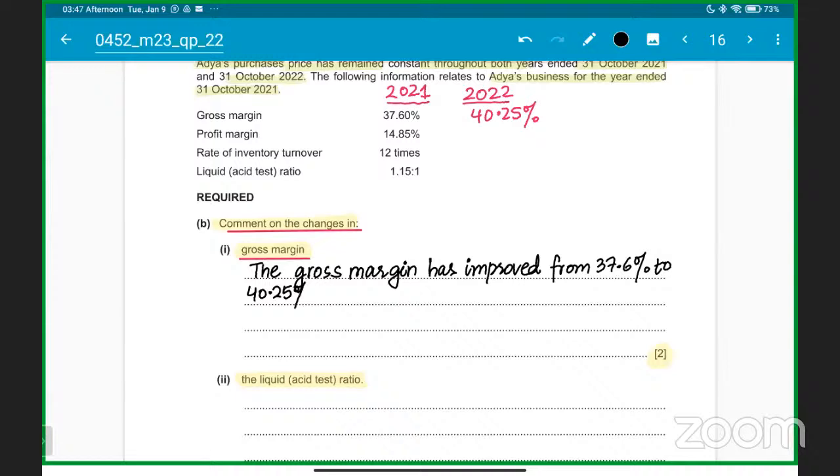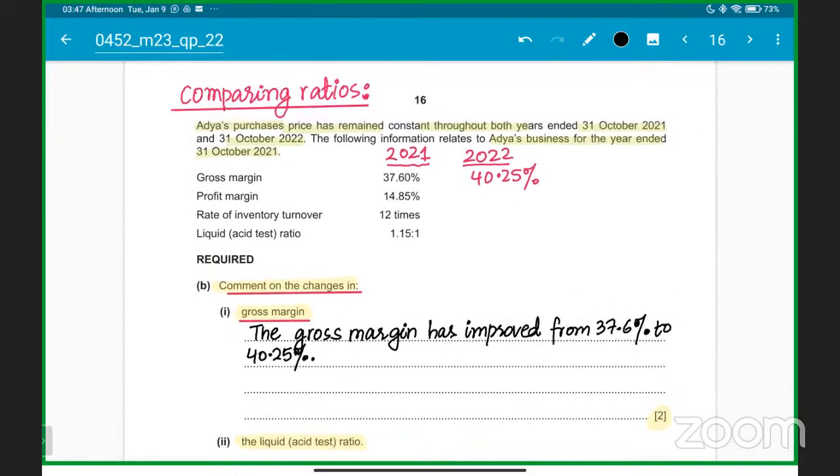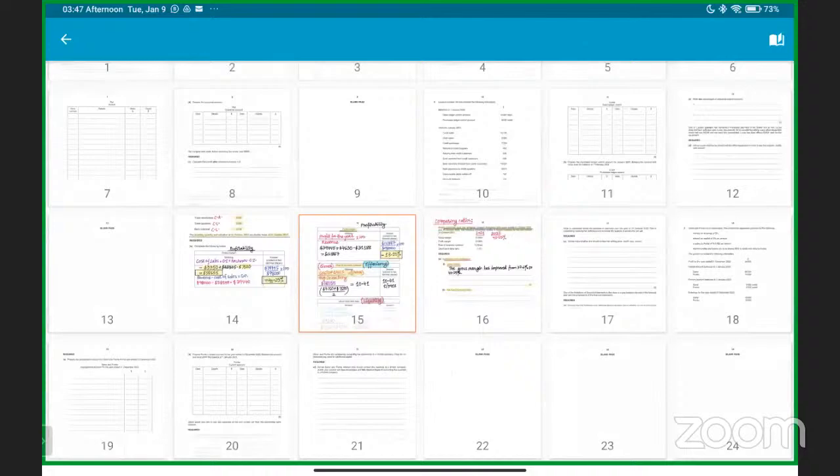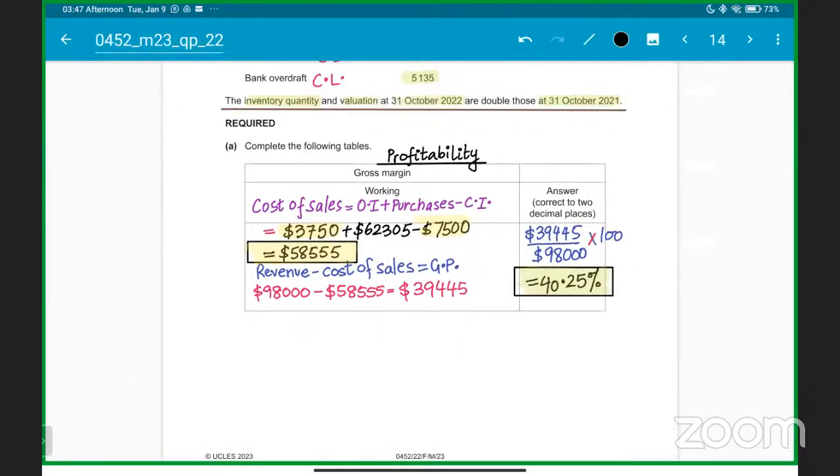One comment will be this, and you will get 1 mark for this, that the gross margin has improved. And as we always say, you have to give the reason, you have to complete your statement. The gross margin has improved from 37.6% to 40.25%. What is the reason for this? It might be because the purchase price has remained constant. So if the cost of sales section doesn't help you, what will you take help from? How did we calculate gross margin, students? We calculated from the trading section, right?